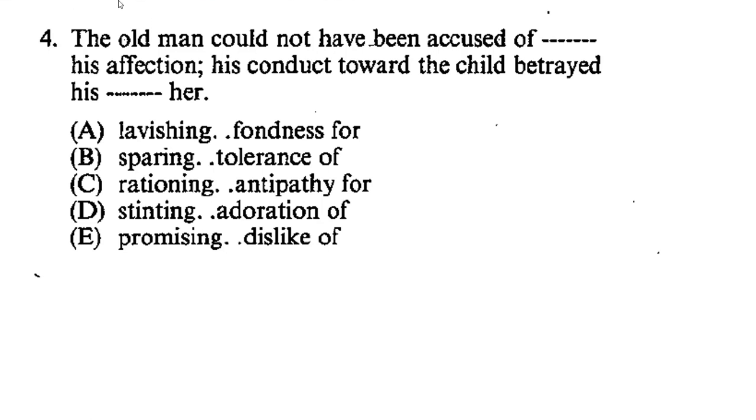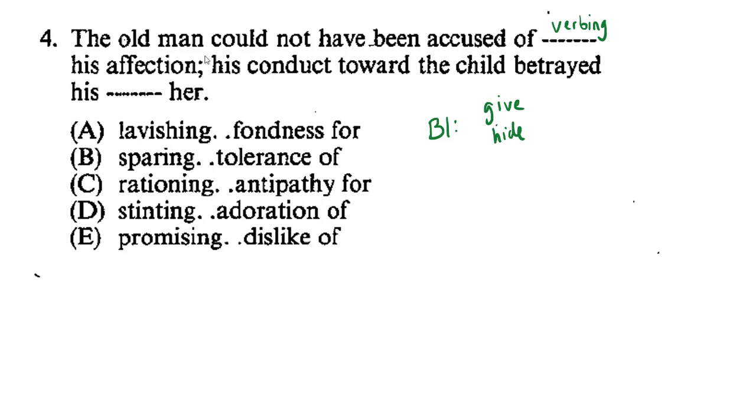So it says the old man could not have been accused of blank his affection. For blank number one, I would use what I call the grammar strategy. This right here is a verb ending in -ing. And when you're talking about affection, you can really only do two things with it. You can give affection, or you can hide your affection, or not give your affection, or cover up your affection. So we know that blank number one has to be one of these, right?